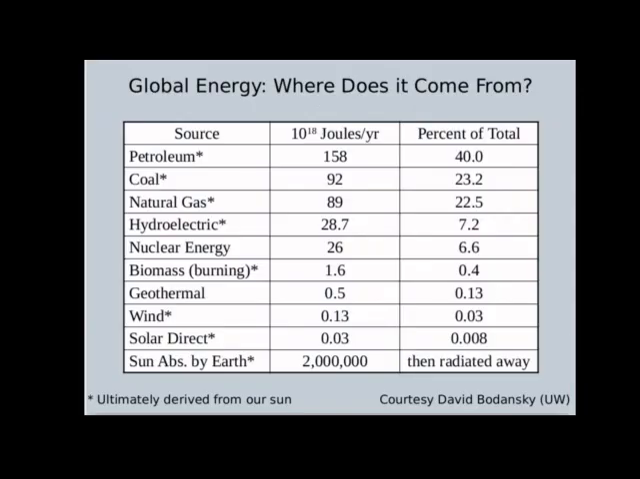So where does energy come from today? What does it look like today? So you can still see that petroleum is our number one source. Coal is number 2. Natural gas is number 3, close behind. And the alternative fuels such as hydro and geothermal and wind are small. But that also means that because they're small, there's a lot of potential for development in those areas.